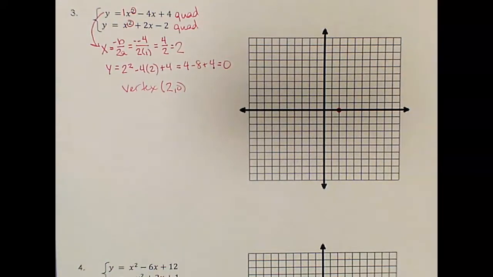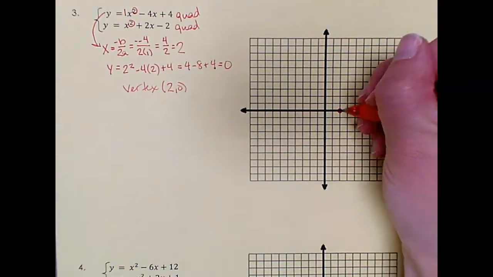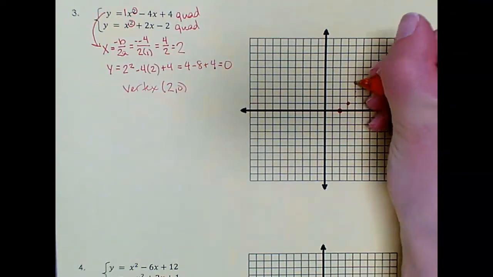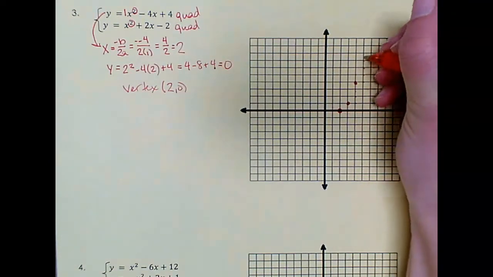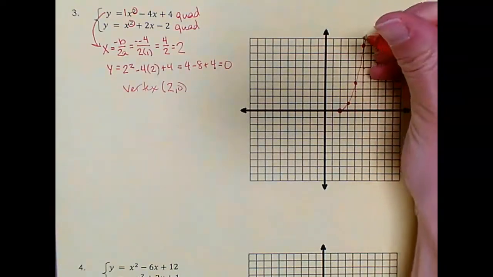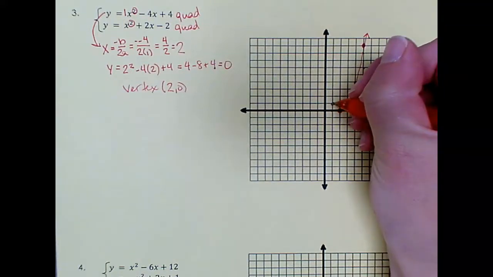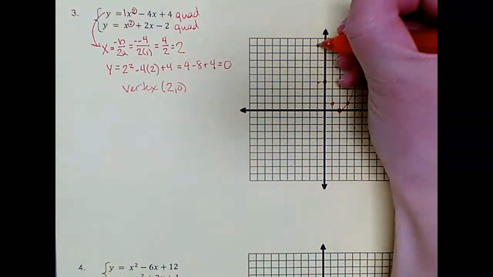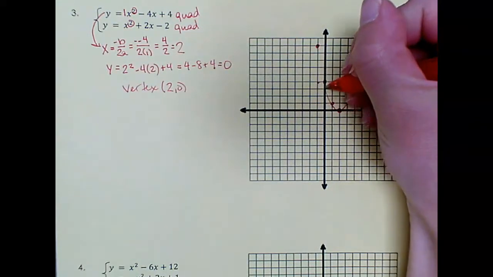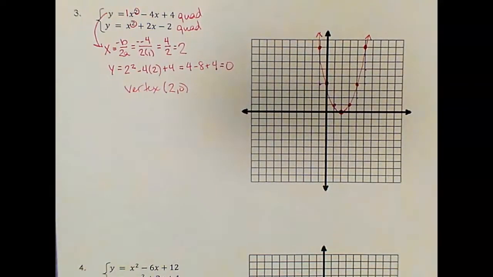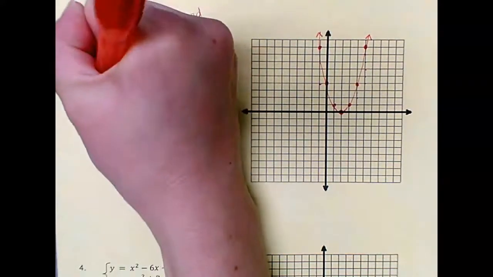Now I'm going to use my quadratic pattern to find the rest of the points. So over 1 up 1, over 1 up 1, 2, 3, over 1 up 1, 2, 3, 4, 5. Other side, over 1 up 1, over 1 up 3, over 1 up 5. So there's your first parabola. Your second parabola, you need to do the same thing.